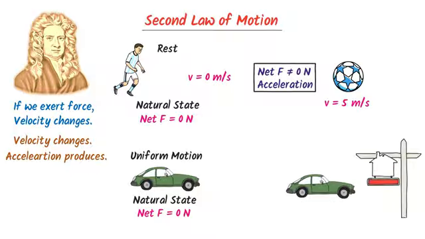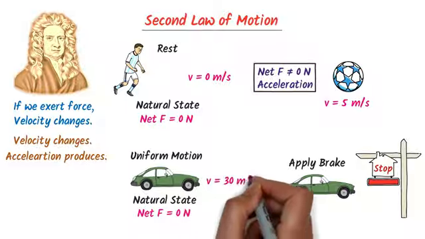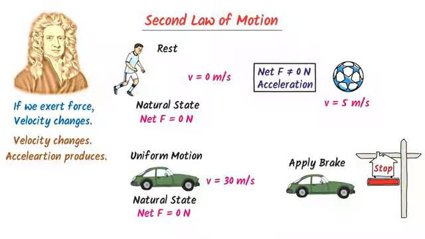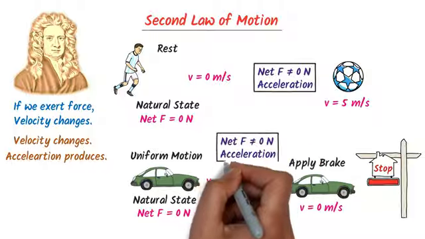Secondly, when we suddenly apply the brake, we exert force and the car comes to rest. Again, Newton Baba states that force changes the velocity of the car. For example, let the initial velocity of the car be 30 meters per second. After exerting some force, the velocity of the car is 0 because it has stopped. Here, velocity is changed. We know that when velocity changes, acceleration is produced. So indirectly, Newton Baba states that when net force is not equal to 0, it produces acceleration.